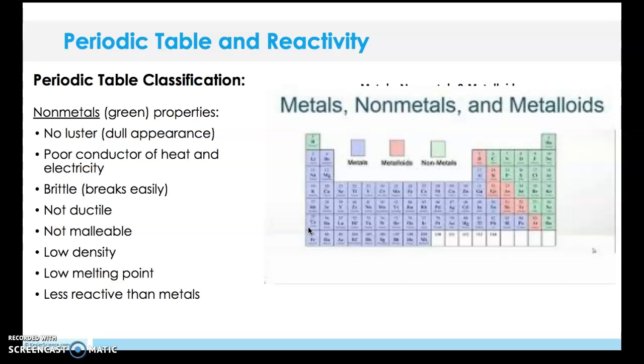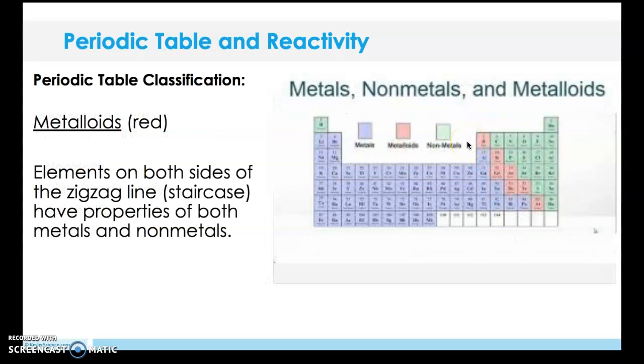Our nonmetals are green here in the periodic table. Typically, they will be gases, but not always. You don't have to write that down, that's not actually on there. They have no luster, they're not really shiny. They don't conduct heat or electricity very well. They're pretty brittle when you have them in solid form. They break easily. They're not ductile, meaning you can't bend them. They're not malleable, you can't really hammer them. They have a low density and a low melting point, which is why they're often found as gases or liquids. They're hardly ever solids, and they're less reactive than our metals, although just recall that these halogens right here in group number 17 are pretty reactive.